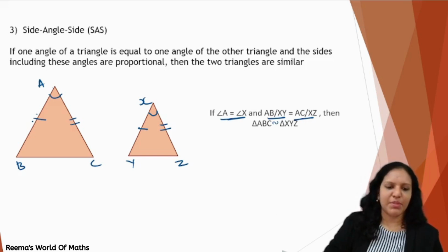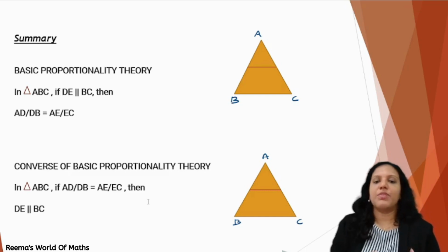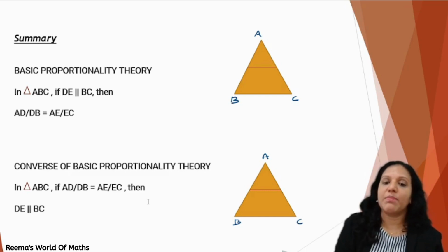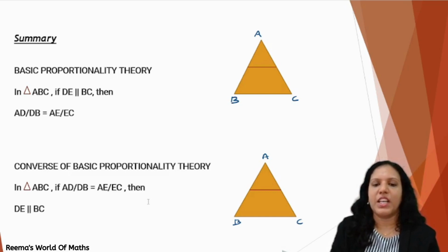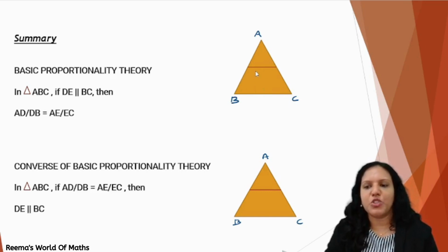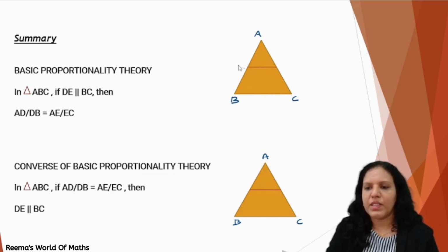Let's summarize the chapter now. Summary: first, we have learned the basic proportionality theorem, which says that in triangle ABC, if DE is parallel to BC, let's write here DE.